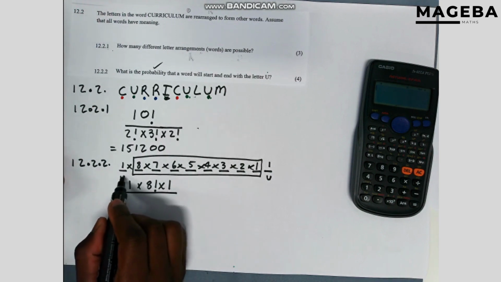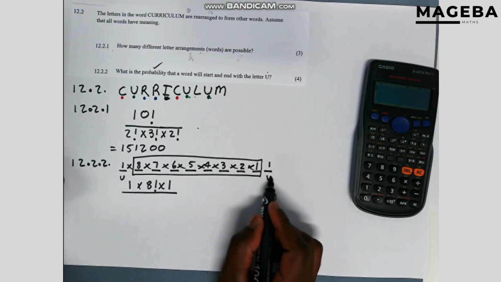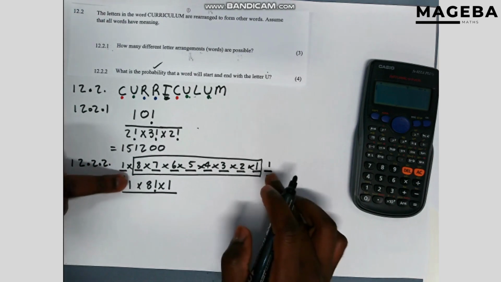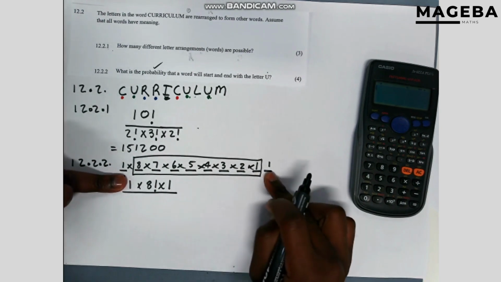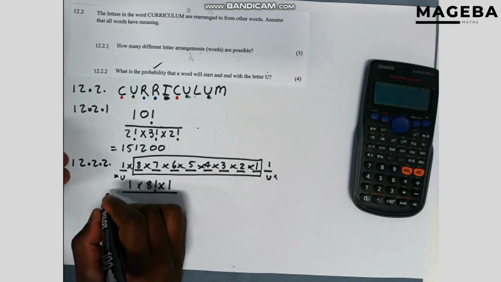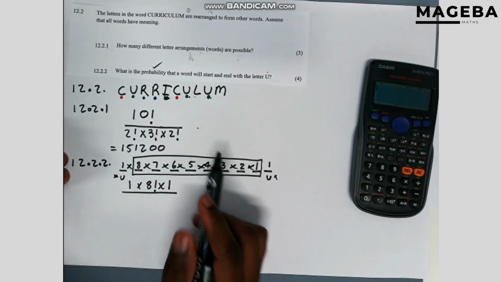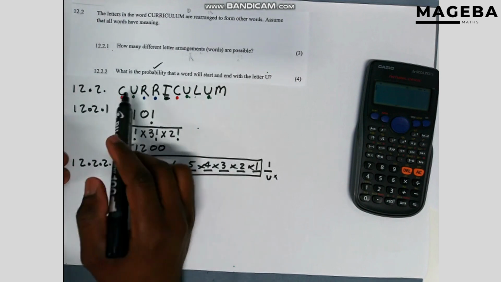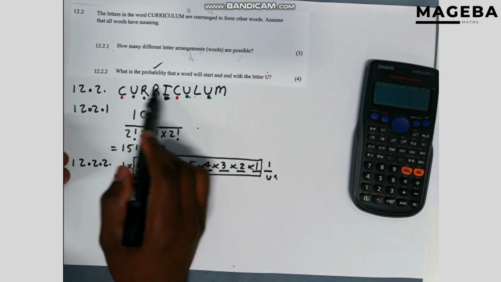Remember, we use U at the first, we use U at the last. These two are fixed. They are not going to change. The U that is here, it's fixed. The U that is here, it's fixed. Only the letters that are left here that are being repeated is what? It's C that is not fixed.